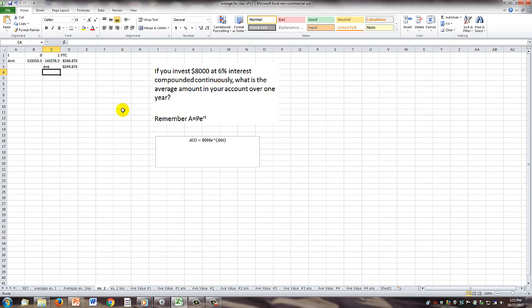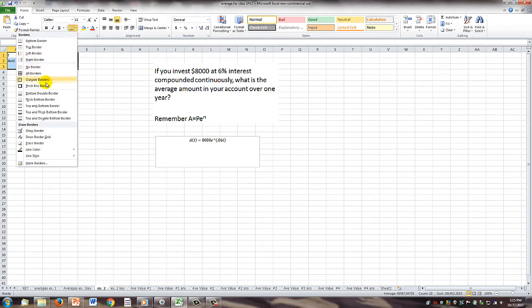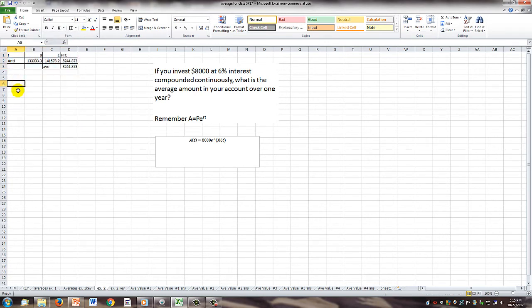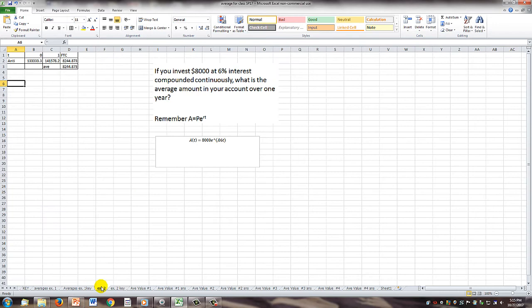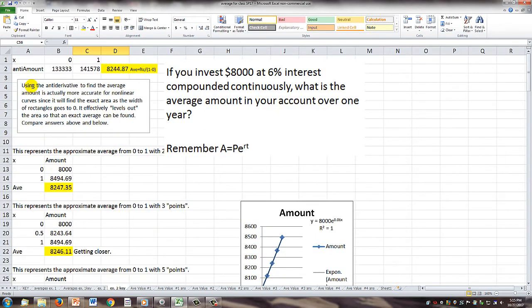Now, just to show you that this is the only method that's going to work when you have curvature, we can take a look, and I won't go through it in the key. I'll show you. We know the answer is right here. Make sure that's the same thing. Using the antiderivative to find the average amount is actually more accurate for nonlinear curves, since it will find the exact area as the width of rectangles goes to 0. It effectively levels out the area so that an exact average can be found.